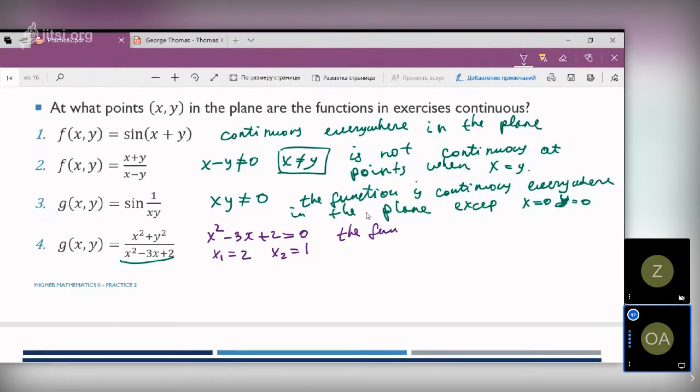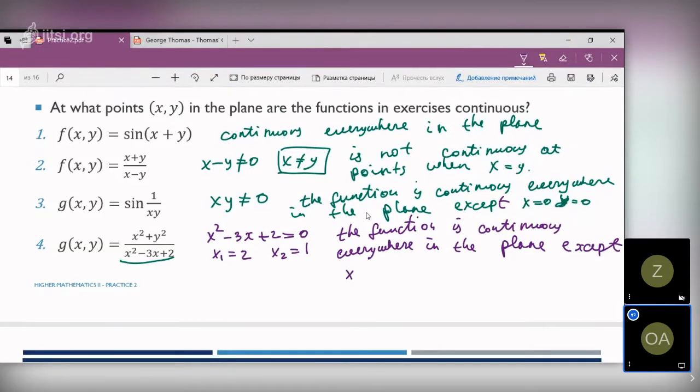At these points, this function's denominator becomes 0. So we can say the function is continuous everywhere in the plane except x equals to 2 or maybe x equals to 1. The function is continuous everywhere except these points.